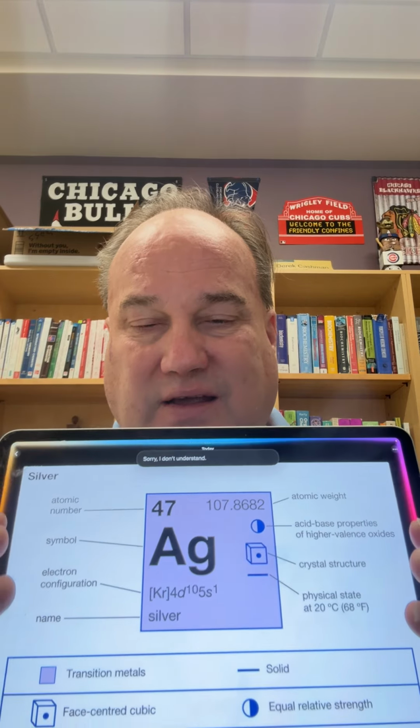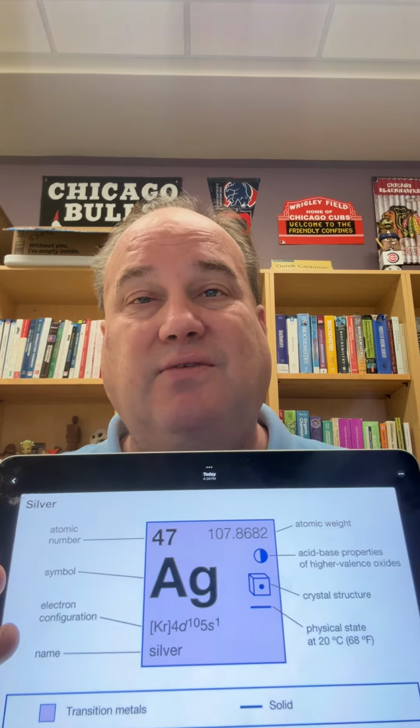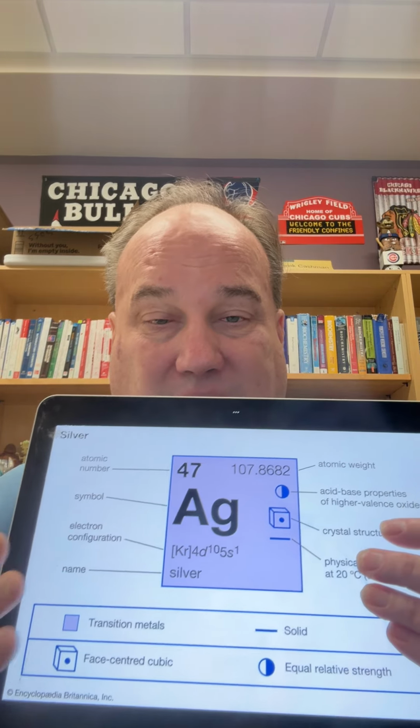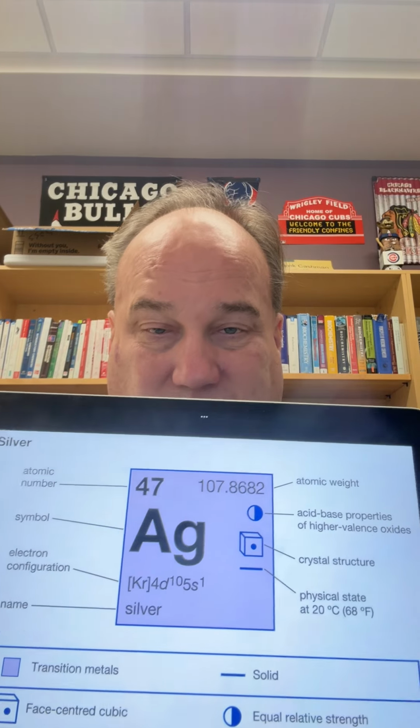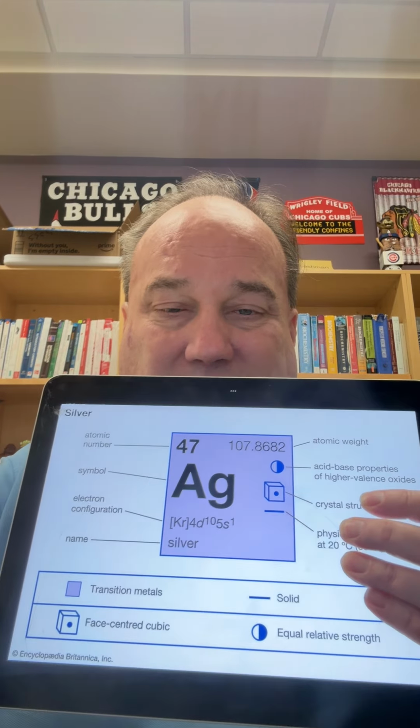I often see a lot of it in a chemical with silver nitrate, AgNO3. So that's very common as well. And that is silver. And so we've got one more element on the periodic table.